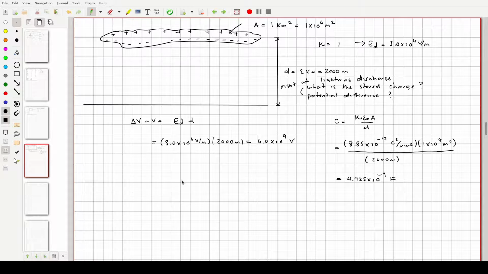This is going to be the charge that's going to end up hitting the ground. Well, Q is equal to C times V. C is 4.425 times 10 to the minus 9th farads. V is 6.0 times 10 to the 9th volts. Wow. So it's 4.425 times 6 is what you get. So that's 26.55 coulombs. That's a tremendous amount of charge.